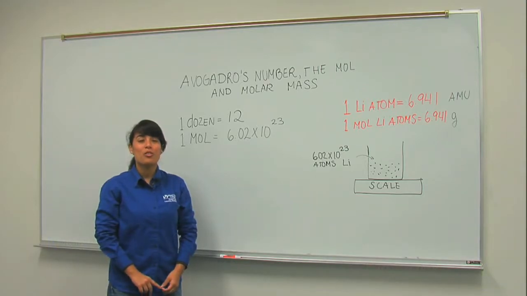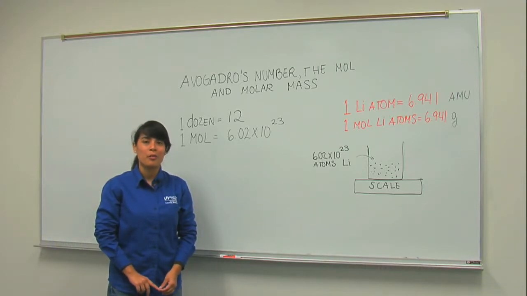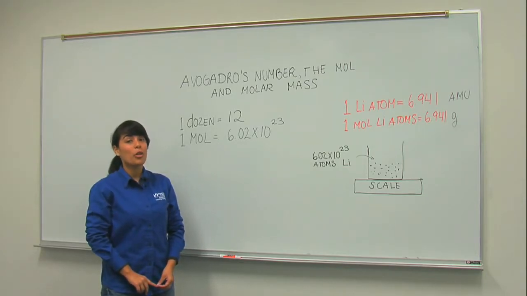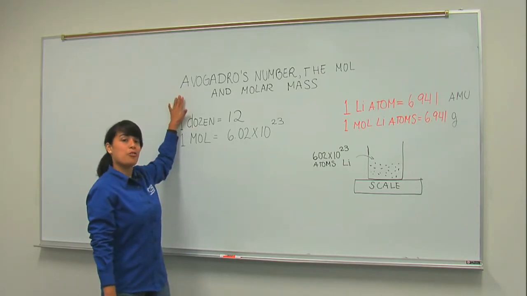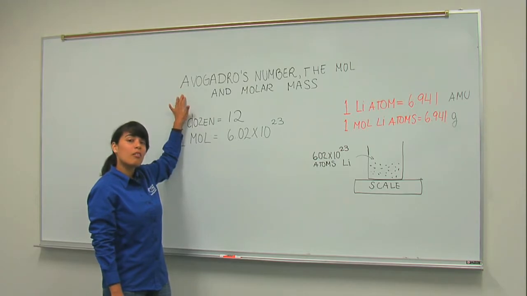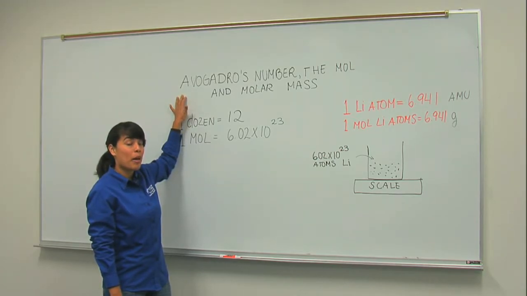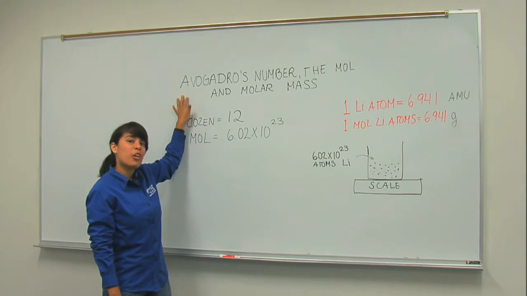Kendall campus. Today, we're going to review a couple of concepts that you need to master in order to progress in your chemistry classes. So we're going to learn what Avogadro's number is, the mole, and the molar mass. So let's start with Avogadro's number.